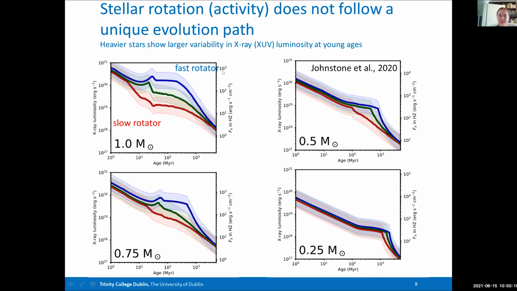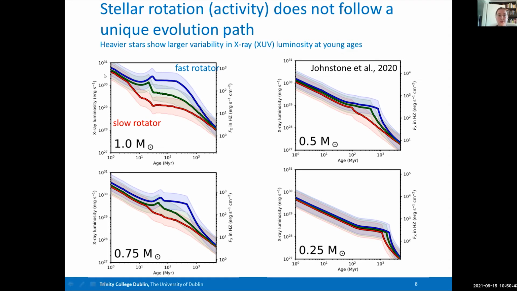It is known that the stellar irradiation, or the XUV luminosity of the star, is closely connected to its rotation rate. And both rotation and XUV luminosity decline with time. But this evolution does not follow a unique path, as stars are born with different initial rotation rates. I show here the figure from Johnstone et al. 2020. And first, let's focus on the top left figure.